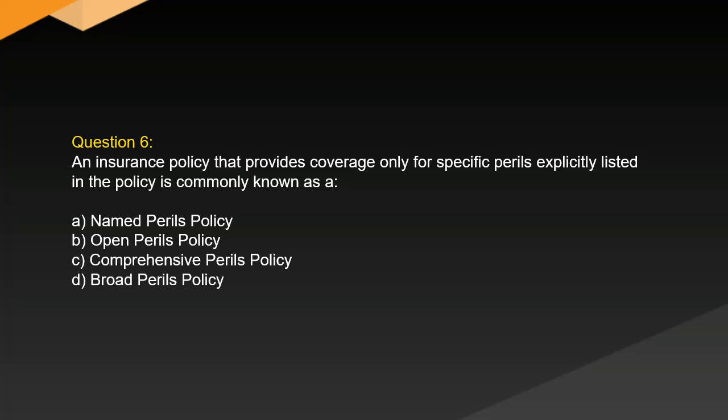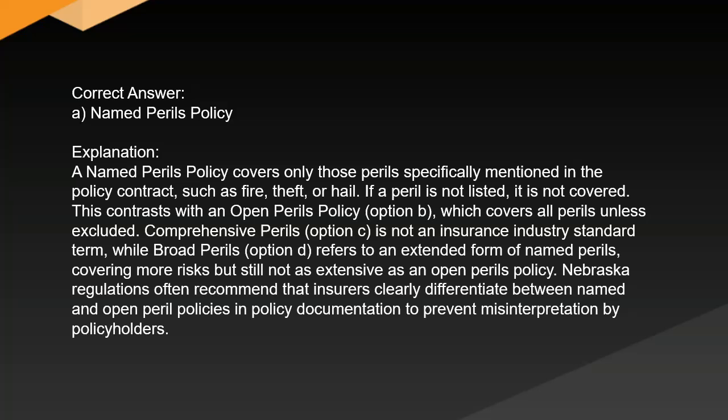Question 6. An insurance policy that provides coverage only for specific perils explicitly listed in the policy is commonly known as a named perils policy. B. Open perils policy. C. Comprehensive perils policy. D. Broad perils policy. Correct answer. A. Named perils policy.